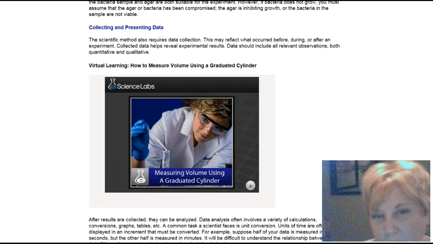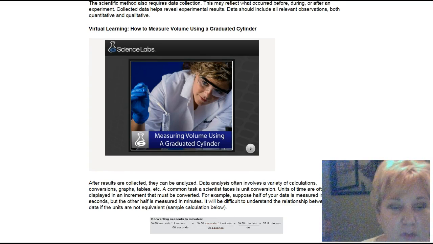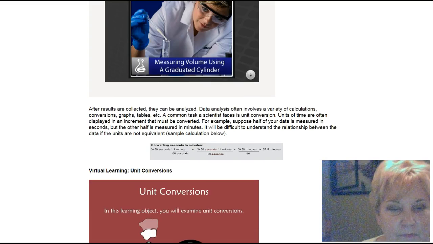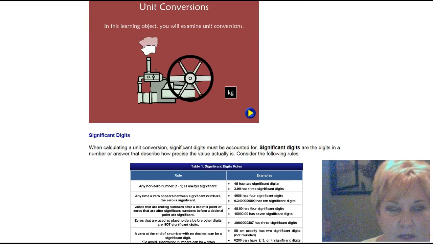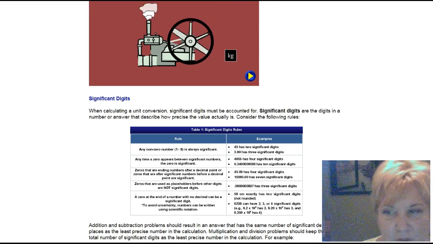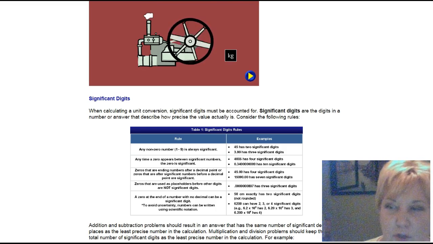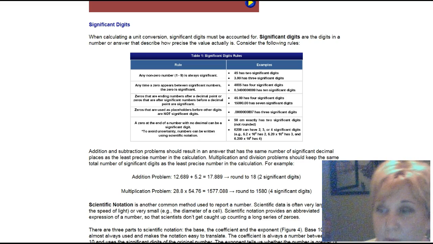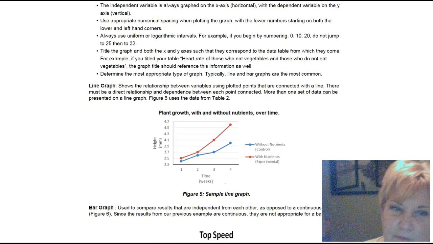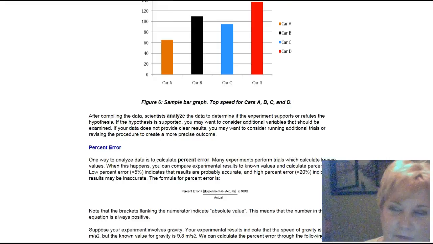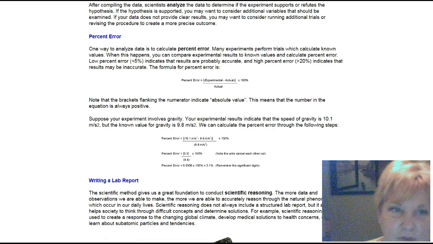So here's another video you can watch on how to measure volume using a graduated cylinder. There's a learning object on unit conversions. Significant digits. This one's going to be important. You'll need to know and answer some of this on the worksheet. By the way, I would recommend opening the worksheet and having it in the background so you can toggle back and forth to answer questions on your worksheet. And I'll keep going down here. A lot of information. Information on graphing. Percent error, you'll have to know how to do that.